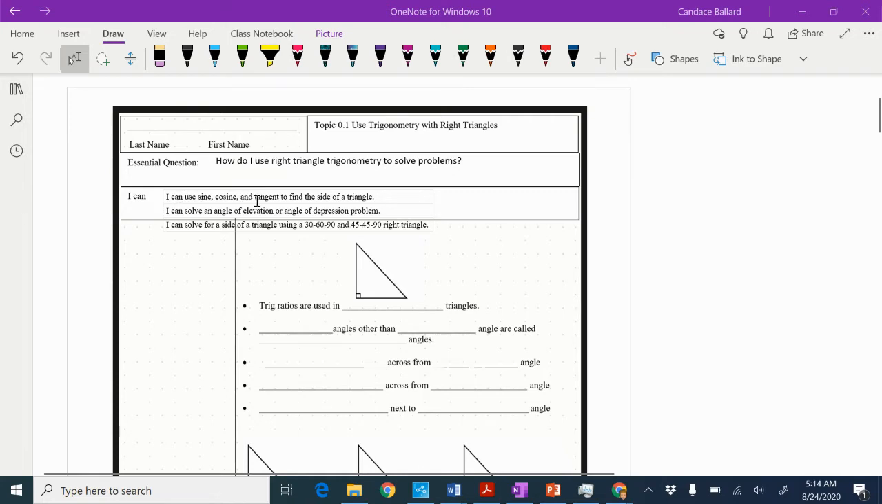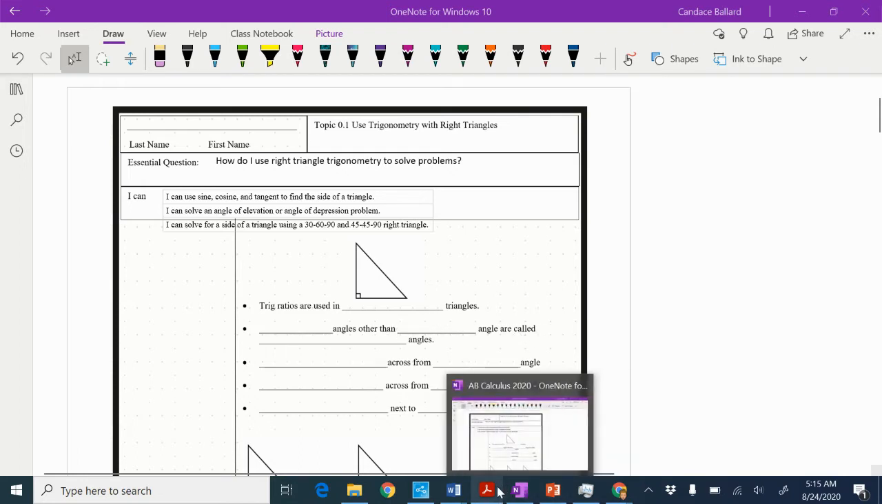I can use sine, cosine, and tangent to find the side of a triangle. I can solve an angle of elevation or angle of depression problem. I can solve for the side of a triangle using a 30, 60, 90, and a 45, 45, 90 right triangle. And do the best you can to squish them in there. If you need to, you can put some out in the left-hand column.